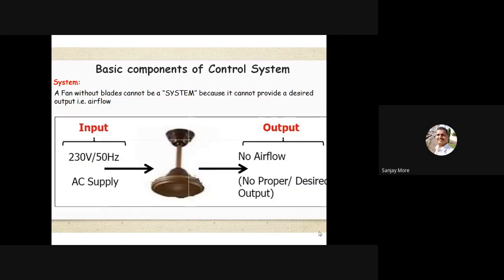Here is the concept of system. See the fan: input is 230 volt and 50 hertz AC supply. Output is airflow in proper, desired or proper output. Okay, a fan without blades cannot be a system because it cannot provide a desired output, that is airflow.